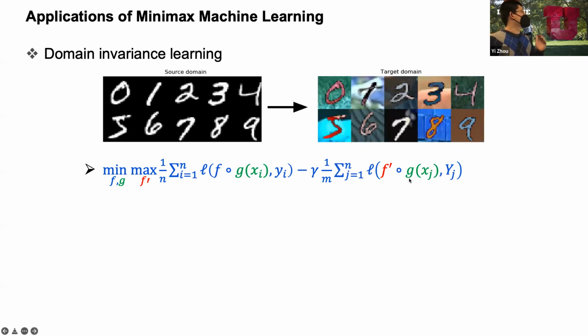But on the other hand, we want this feature extractor to extract invariant features across these two domains. So the second part corresponds to a classification across the two domains. It's a binary domain classifier. So the overall goal of this feature extractor is that we want it to extract invariant features across domains.